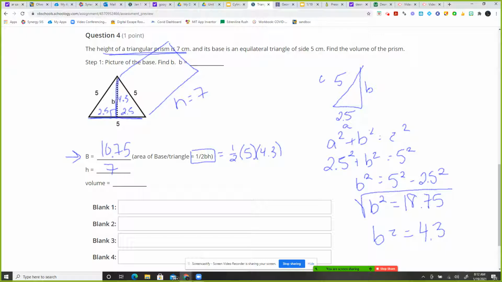Then the height of the triangular prism is 7. Remember, that's different than the height of the base. So then the volume is just base times height. So volume is the big B times the height. So multiply those two things together and you should get maybe 73. 10.75 times 7 is 75.25. And since that's volume, that's going to be centimeters cubed.